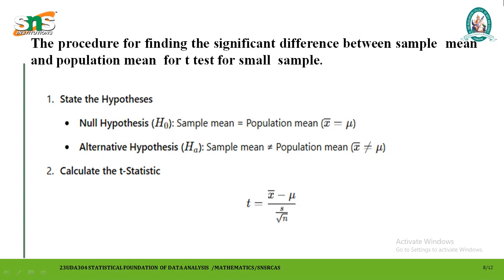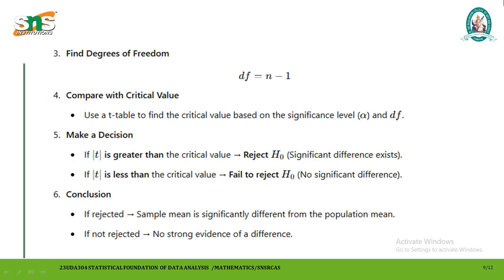The next one is the procedure for finding the significant difference between sample mean and population mean using the t-test for a small sample. First we define the hypothesis. The null hypothesis, H0, is that the sample mean is equal to the population mean, and the alternative hypothesis, H alpha, is that the sample mean is not equal to the population mean. The next step is to calculate the t statistic. The formula is t equals x bar minus mu divided by s by root n. Next we find the degrees of freedom, where df equals n minus 1.